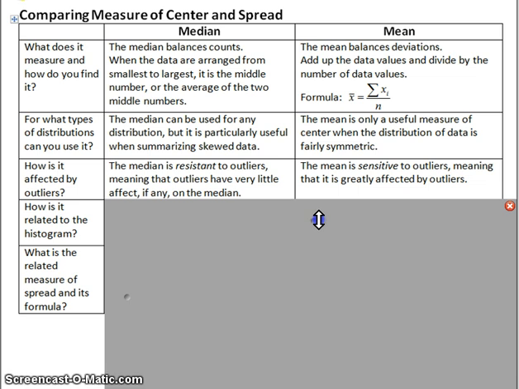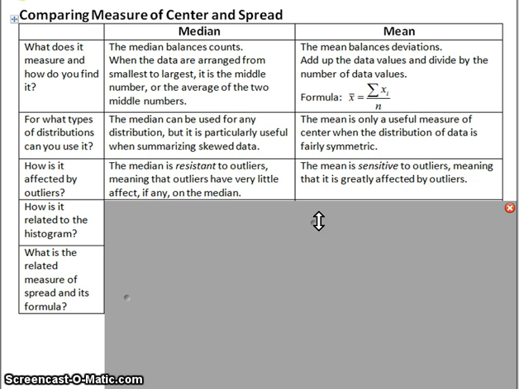The median is resistant to outliers, meaning that outliers have very little effect, if any, on the median. As a matter of fact, the only time they do have an effect on the median is if you end up having to average in a value, or you add a value and it just shifts the median. Instead of being the middle number, maybe it becomes the average of two middle numbers because you've tacked on an extra piece of data. But it's very, very little effect generally.